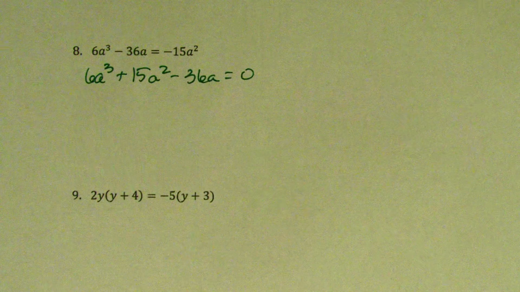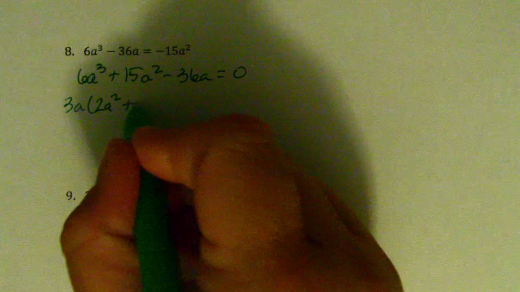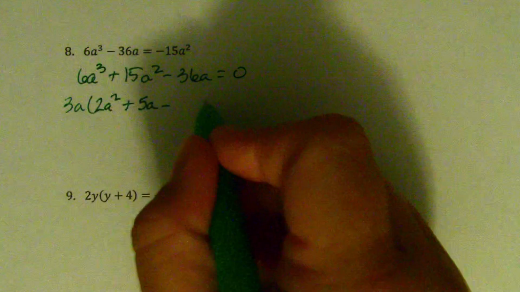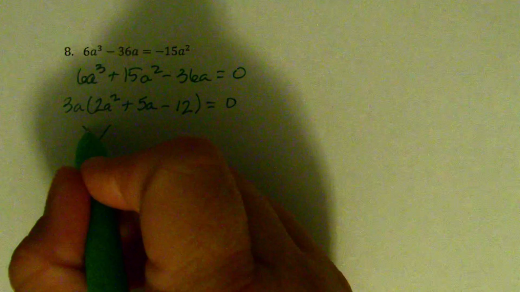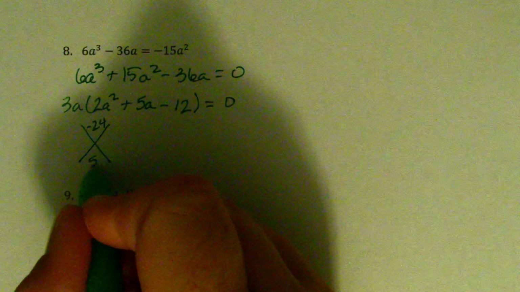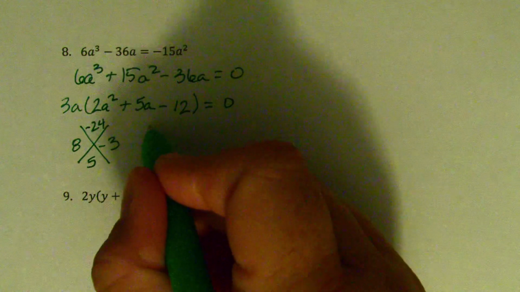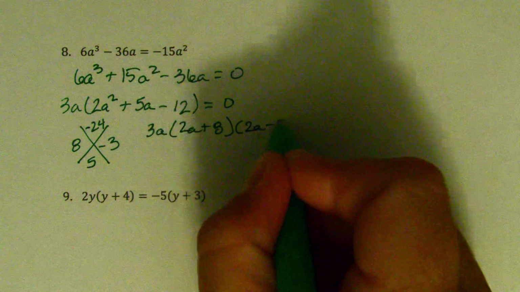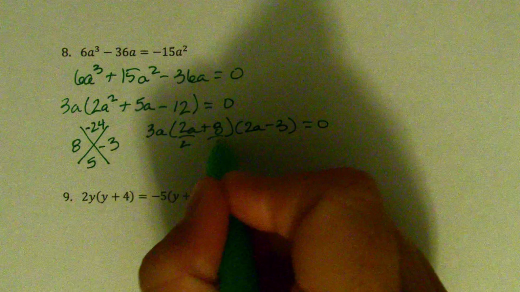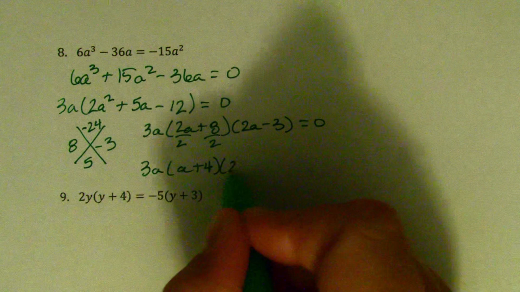All three of these terms are divisible by 3, and they all have an a. So 3a is what we'll pull out for our GCF. And then we're left with 2a squared plus 5a minus 12. We can go ahead and use the x method. I have -24 up top and 5 on bottom. 8 and -3 multiply to -24 and add to 5. So I have 3a, bringing that down up front, 2a plus 8 and 2a minus 3, equals 0. Taking out the trash, 3a and a plus 4 and 2a minus 3.